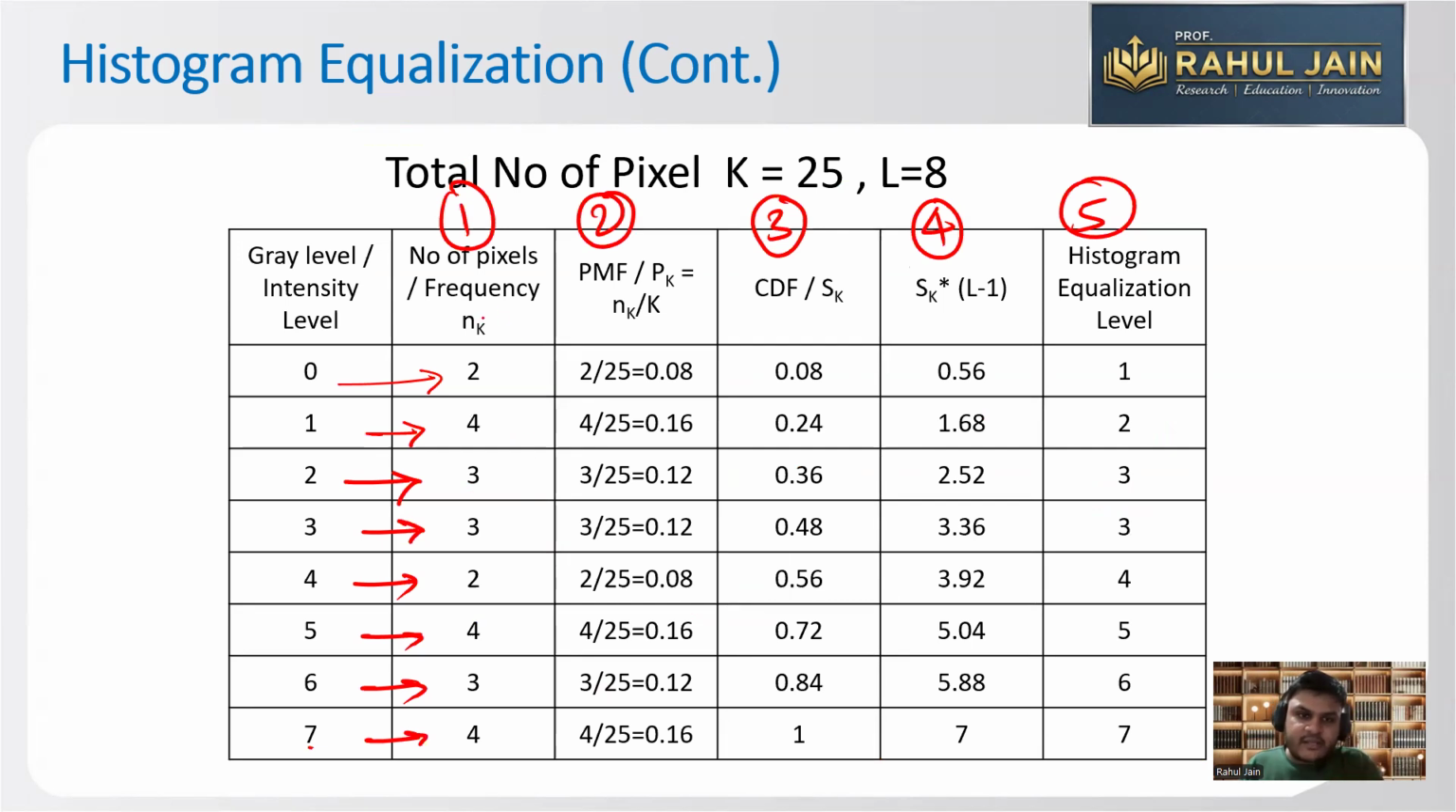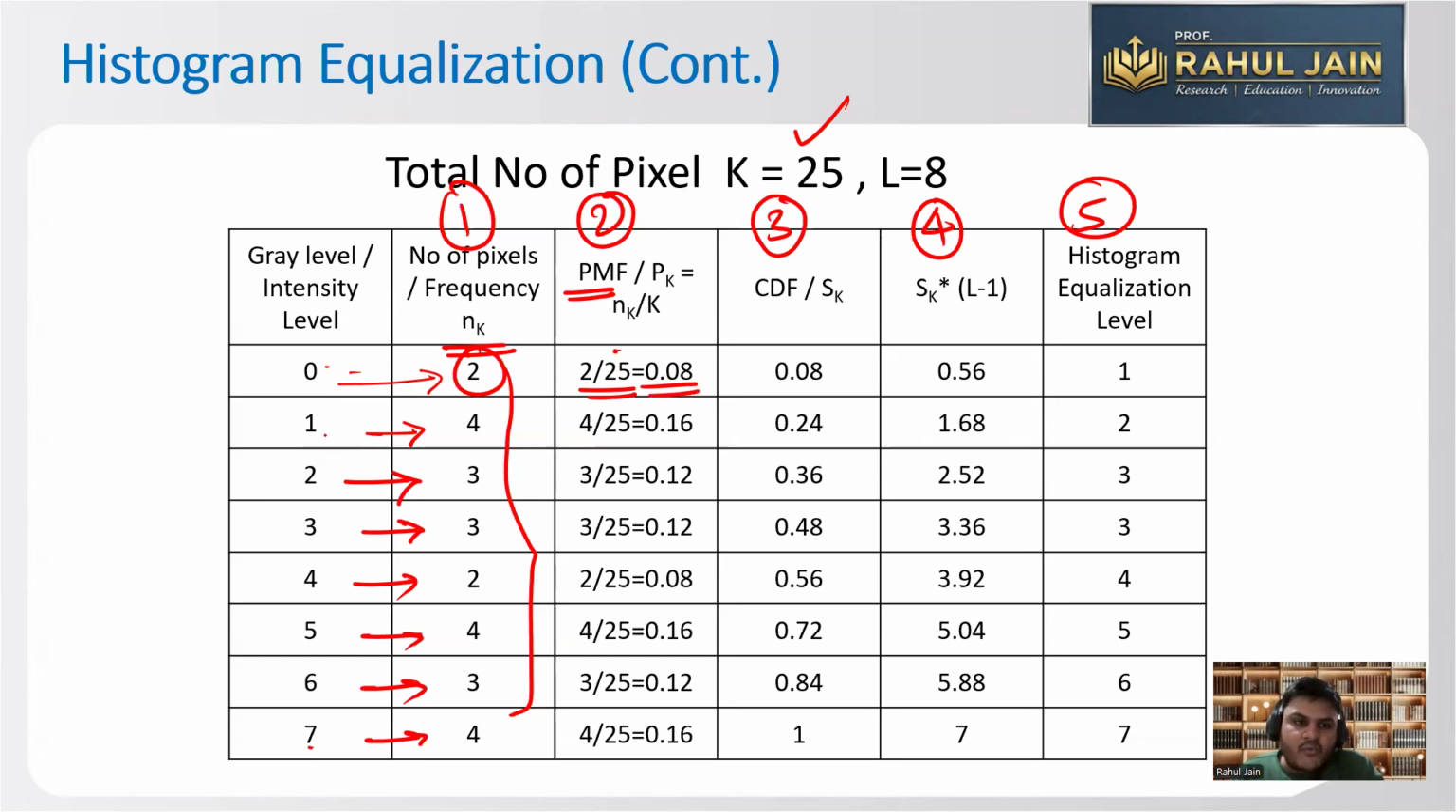Once we calculate the frequency of each intensity level, come to step 2, PMF, probability mass function. Divide by the total number of pixels. If you sum the frequencies, the total number of pixels is 25, which is already given to us. So the PMF is the frequency of each intensity level divided by the total number of pixels. The frequency of intensity level 0 is 2, so divide 2 by the total number of pixels. This is the PMF value of 0.